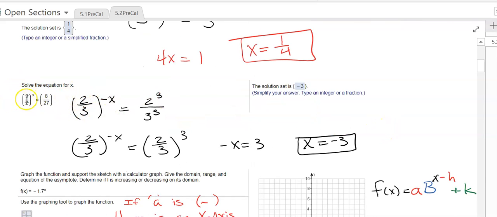Here we have to deal with a negative exponent. So I actually flip this equation, and it becomes 2 over 3 to the negative 1 power, or just negative x power. And then that way I rewrite 8 as 2 to the third power, and 27 as 3 to the third power. And we can rewrite this fraction as 2/3 to the third power. Now we have the same base. Then I just set negative x equal to 3, and I can solve.